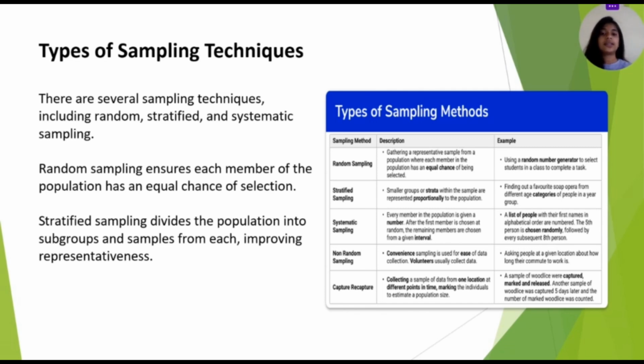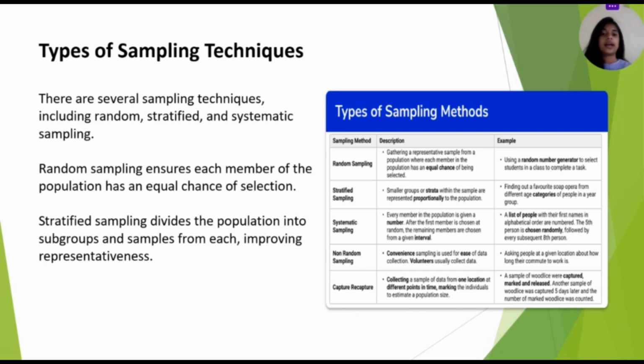Next one is systematic sampling. Every member in a population is given a number. After the first member is chosen at random, the remaining members are chosen from a given interval. Example, a list of people with their names in alphabetical order are numbered. The fifth person is chosen randomly, followed by every subsequent eighth person.